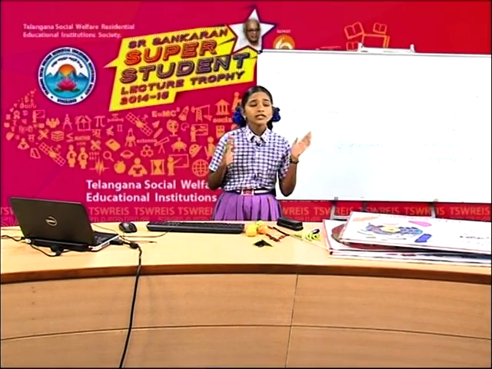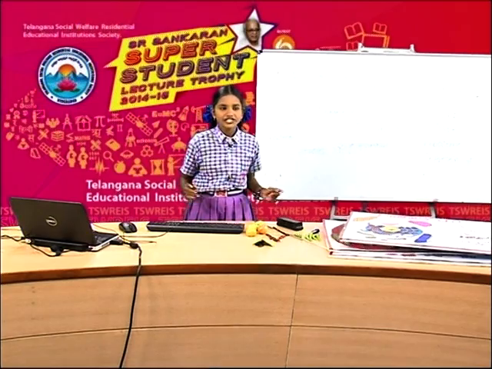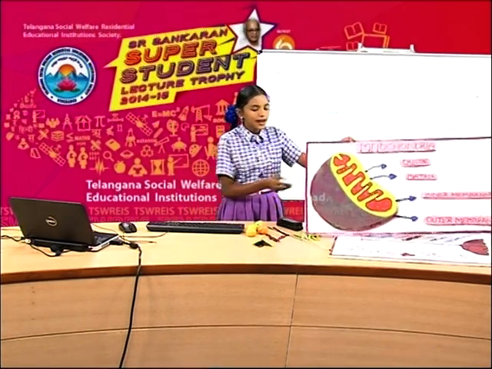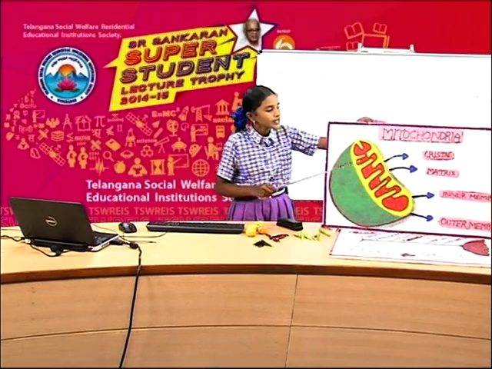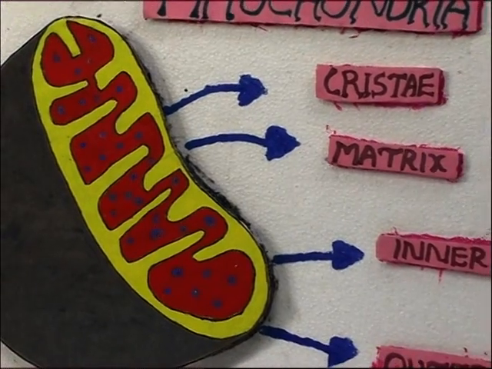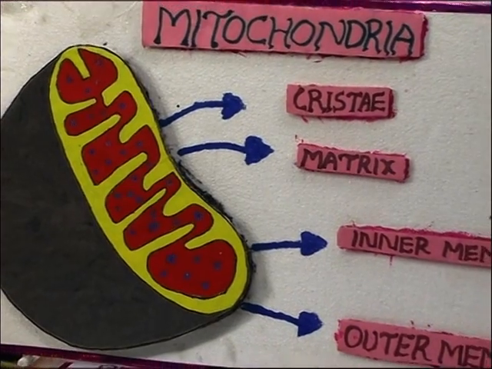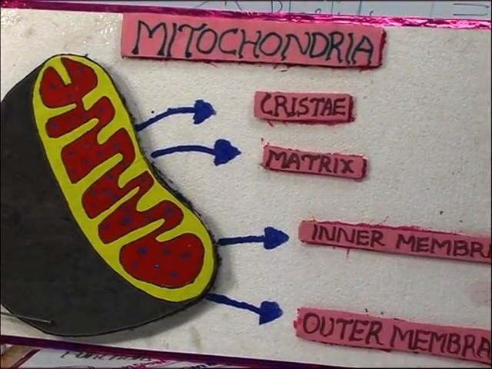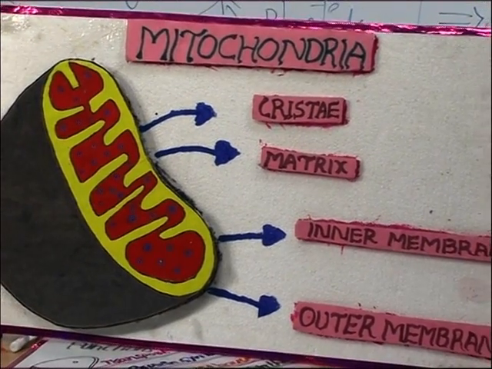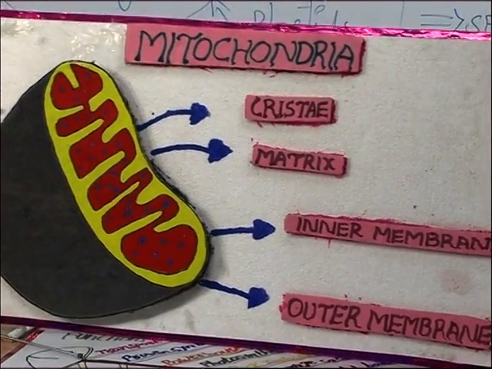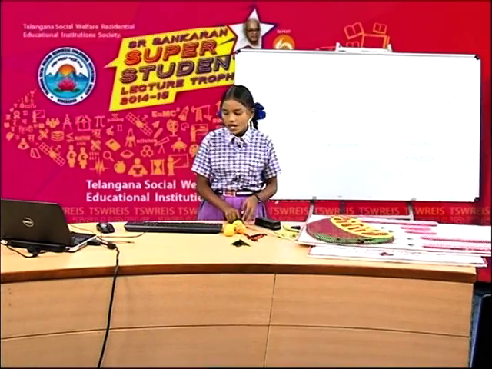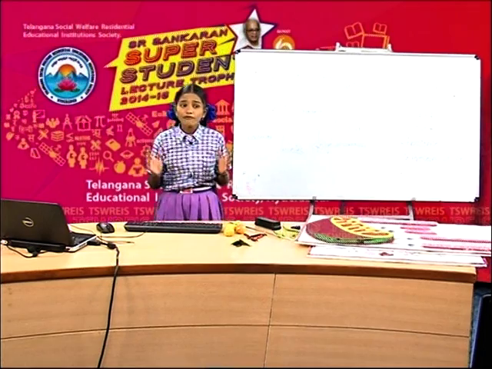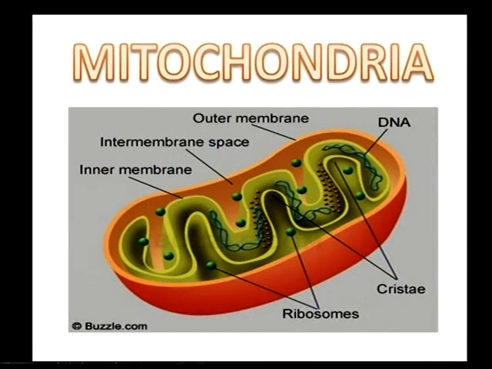Mitochondria is a small spherical or cylindrical shaped organelle. This is mitochondria. It is 2 to 8 micron long and 0.5 micron wide. It is 150 times smaller than the nucleus. See the figure of mitochondria. How nice is this?